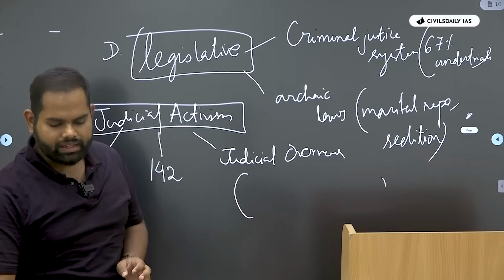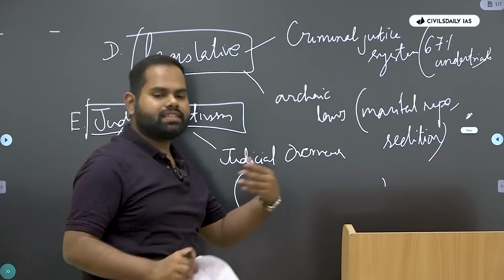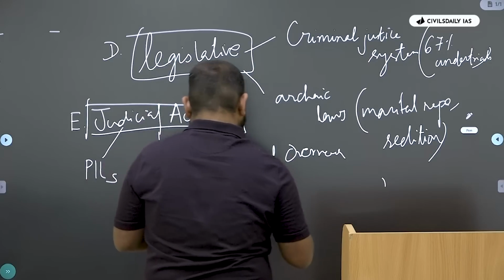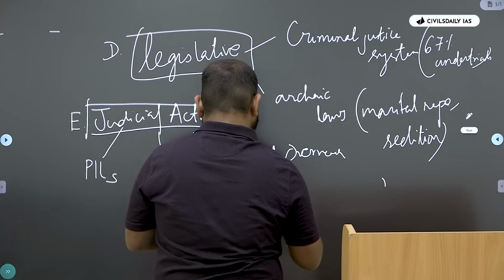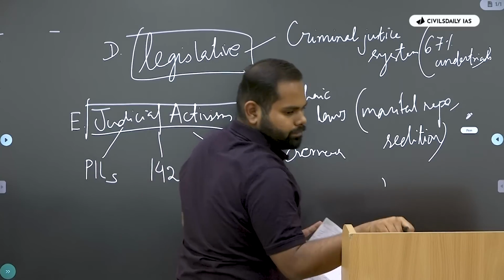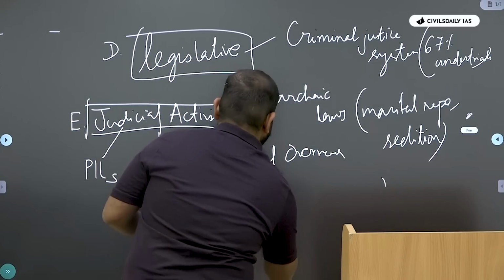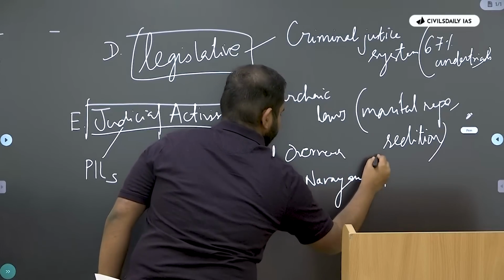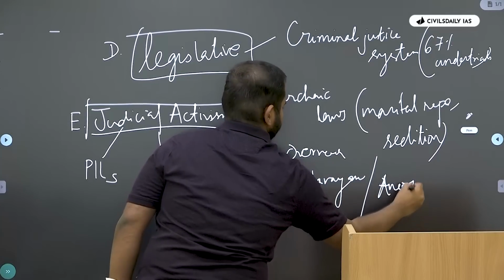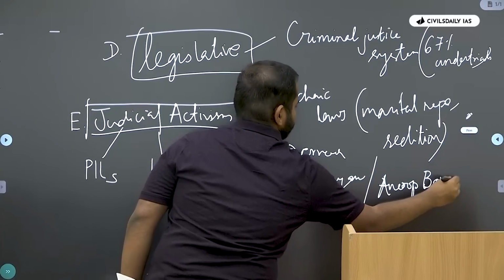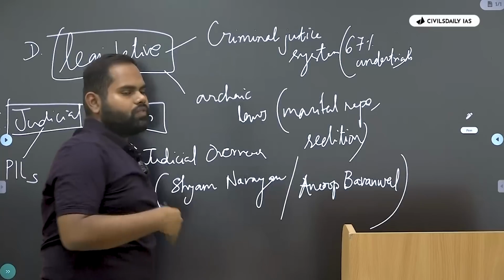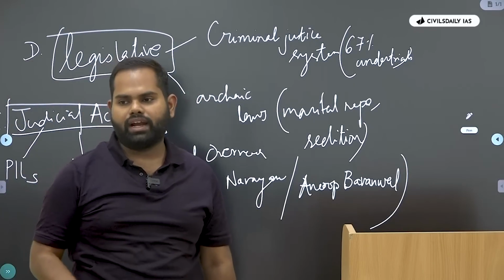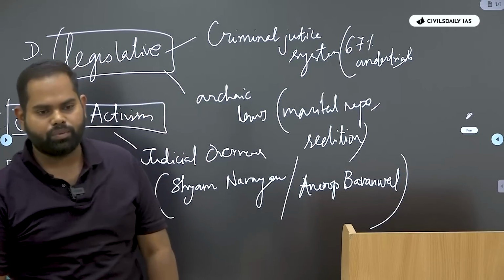Judicial overreach is when the court acts against the separation of powers, as seen in cases like the Shyam Narayan case and the Anoop Baranwal case. The Shyam Narayan case was when they said it is mandatory for Indian cinemas to play the national anthem and everybody has to stand. This is outside the ambit of the judiciary, to make a law like that.